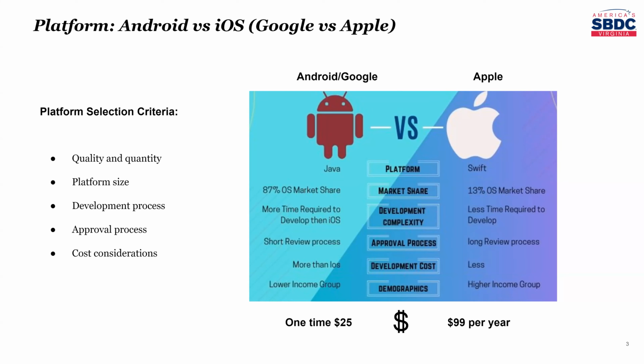So here is the criteria you should think about when selecting your platform. Of course you can build on both platforms, but the selection criteria should come down to: do you want quantity or quality? As we saw, the iOS Apple Store has fewer apps by a factor of 1,000, but had double the revenue last year. So they have higher quality overall, whereas Android has higher quantity. That also goes into the platform size and the development process. One of the platforms is typically quicker and easier to develop on than the other. Typically, iOS and Apple take a little bit less time to develop on, which can mean it's cheaper.